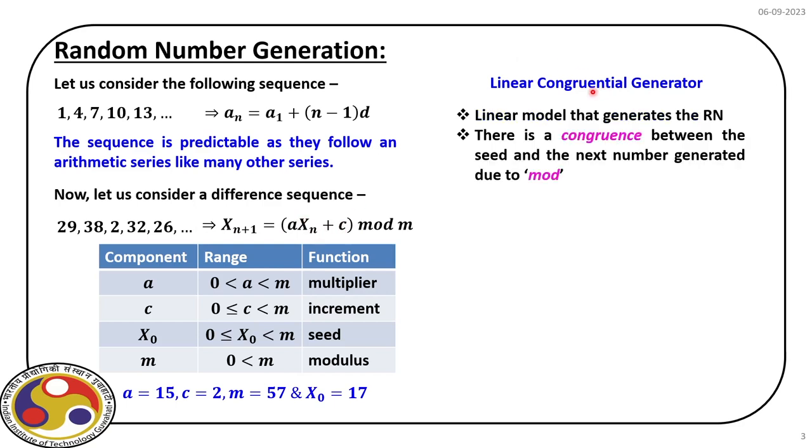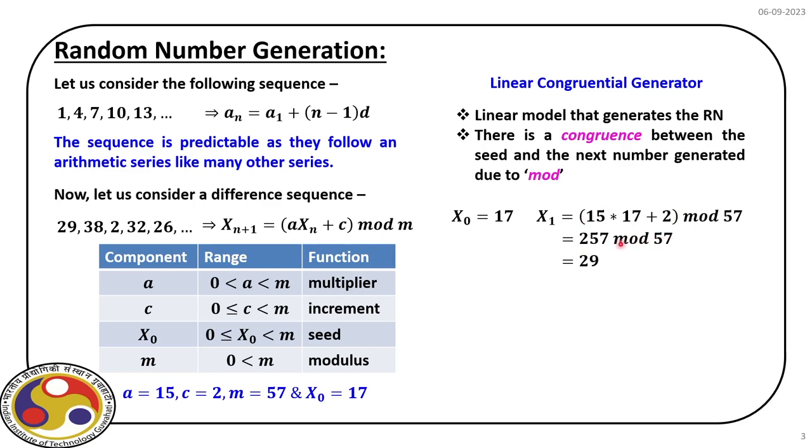So we use a linear model to generate random numbers, and of course there is some congruence between the seed and the next number generated because of this modulus operator that we will see in a minute. So if we start the sequence just like we did, using x0 equal to 17, so our seed is 17, then the next number x1 will be A is 15, so 15 times 17 plus our increment is 2, and then mod 57. Now if you just find out this number, it is 257 mod 57.